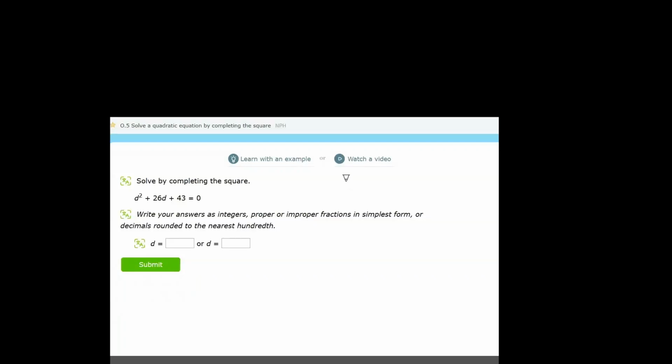Hi everyone, today we're going to be talking about how to solve the quadratic equation using the quadratic formula. But before that, we have to familiarize ourselves with the quadratic equation form. And that looks like this: ax squared plus bx plus c equals 0.